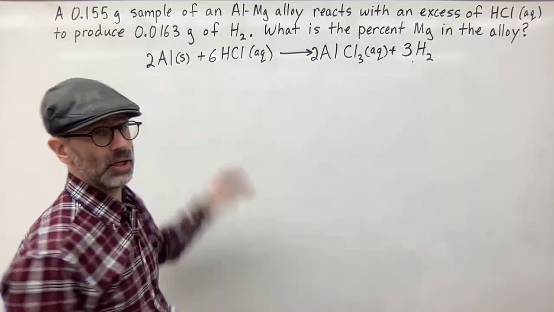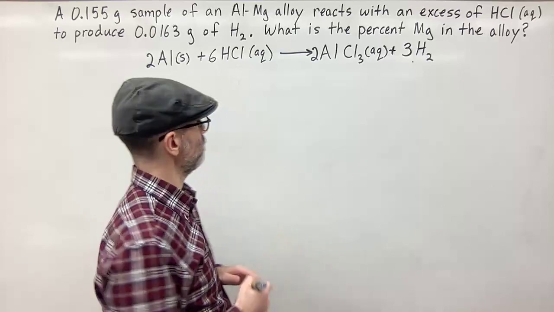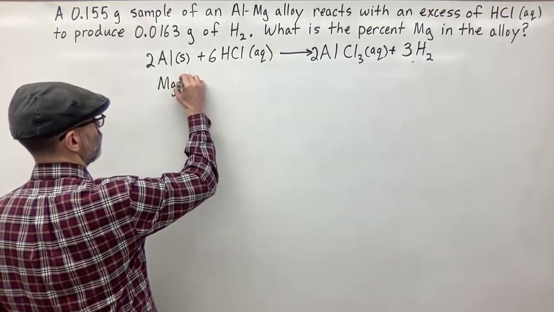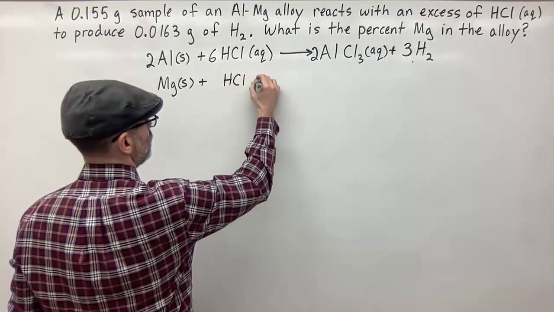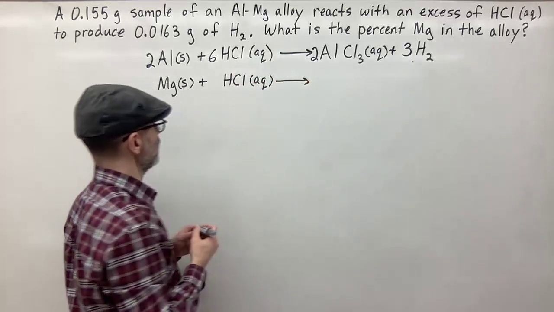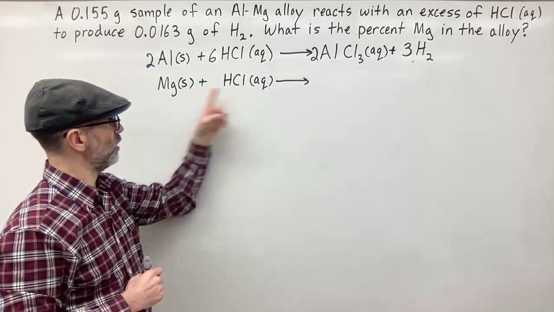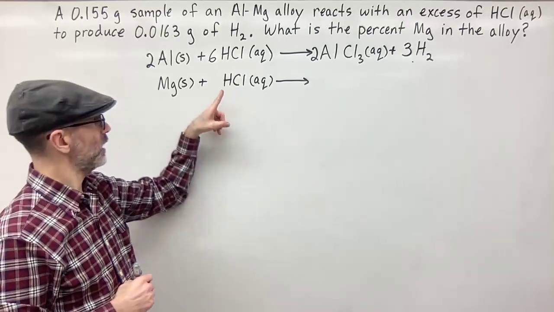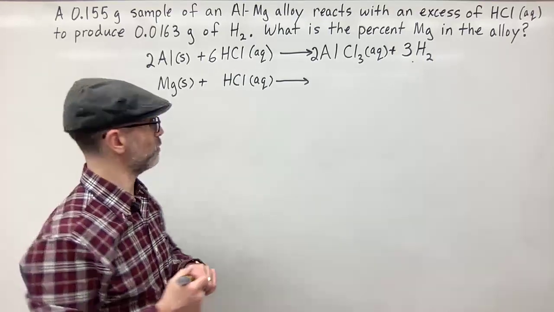So that's for aluminum, but I have magnesium in the alloy, so I've got to do the same thing with magnesium. So I have magnesium solid. That is also going to react with HCl aqueous. And in this case, the magnesium is going to kick off the hydrogen, form a magnesium chloride salt or ionic compound, and then the hydrogen will be by itself. So again, a single replacement reaction.